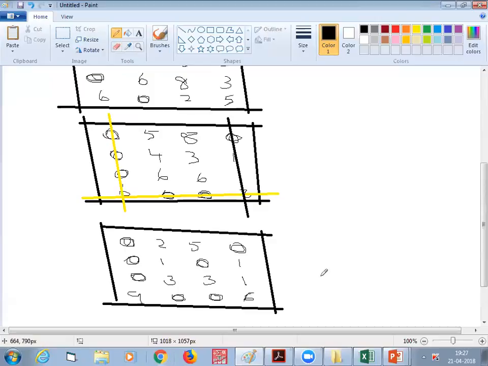And now again we find the minimum number of lines. So what is the minimum number of lines required? Now it's, I think, 4, right? 1, 2.